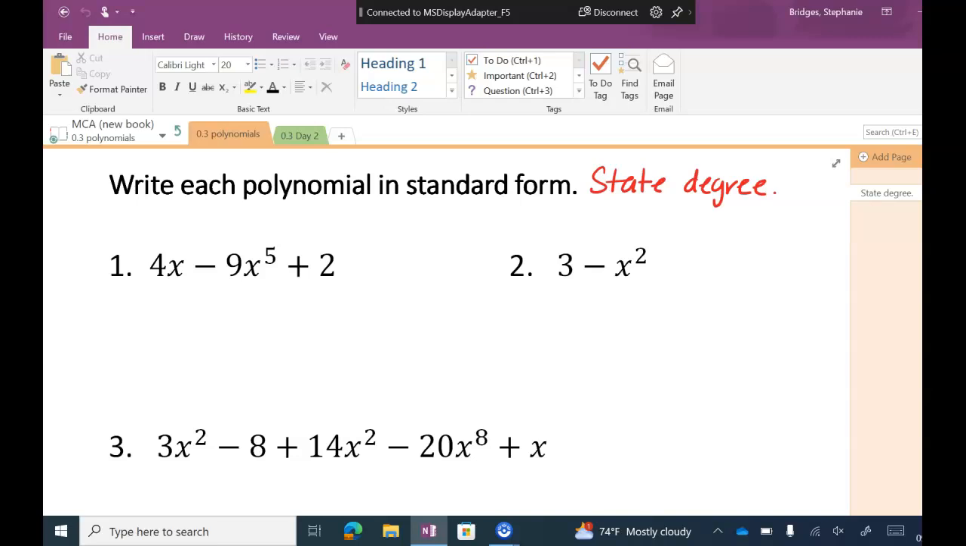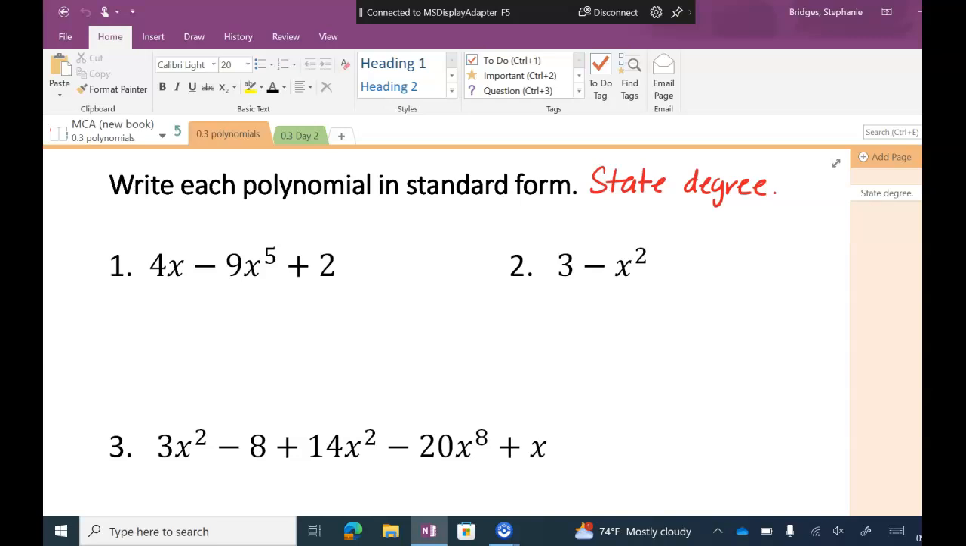So what I would recommend doing, before you get started, is to always look to see: do we have any terms that we can combine, any like terms, meaning same variables with the same exponents? So starting with number 1, I've got 4x minus 9x to the 5th plus 2. Do I have any like terms there? Anything that I can combine together? No. Okay. And what's the highest degree? Which term has the highest degree?